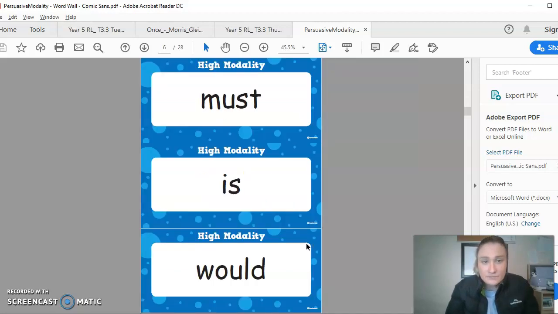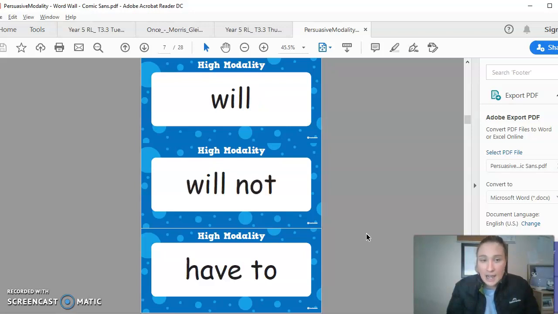So we've got some high modality words. So we've got must, is, would, okay? You must help the environment. You must recycle. So that's your high modality words. I will not stand for people ruining the environment by littering. You have to help us, okay?